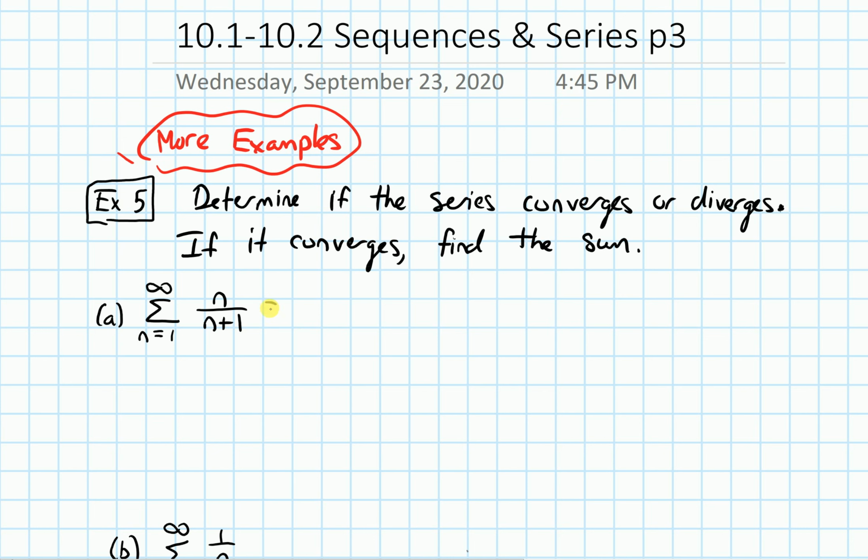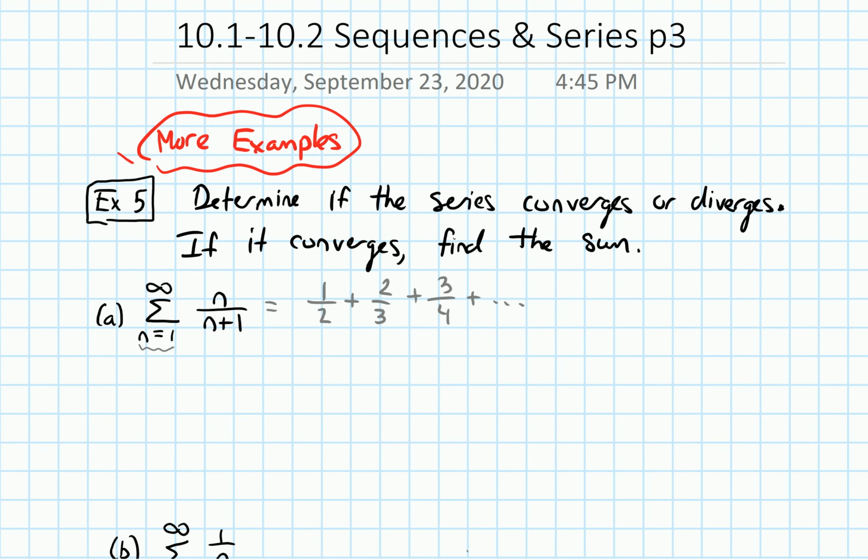So first off, just getting a feel for what this series is, let's plug in some values of n. So first I'll plug in n equals 1, because that's what I begin with here at the bottom. So when I plug that in, I get 1 over 2. Then I go the next integer up. So that would be plugging in 2. That would give me 2 over 3. And then I'll plug in 3, and that'll give me 3 over 4. Plus dot dot dot, and this goes on to infinity. So I have an infinite sum that looks like this.